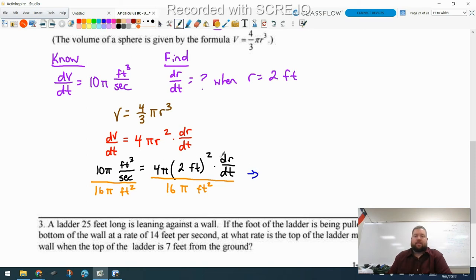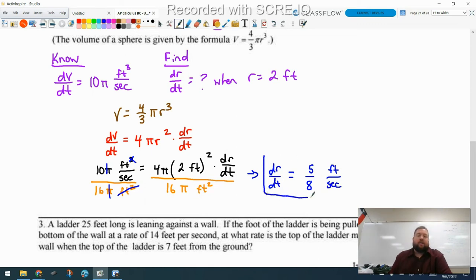That's going to leave me with just dr over dt, which I'm going to write first, is equal to 10 divided by 16. Divide both by 2. 5 over 8. The pi's will cancel out. And then feet cubed divided by feet squared: the feet squared will cancel, the cubed will cancel, but we are still left with a single foot. And then we have our per second because this is a rate of change.